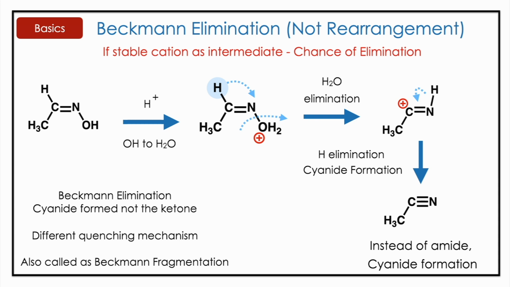In the first step, acid attacks, OH becomes OH2. Then hydrogen migrates. You have cation formation. The cation has to be quenched. Since the carbon is very stable, the cation is quenched as the cyanide, not the amide or a different pathway. So the pathway is different, the mechanism is shortened, you get cyanide instead of amide.